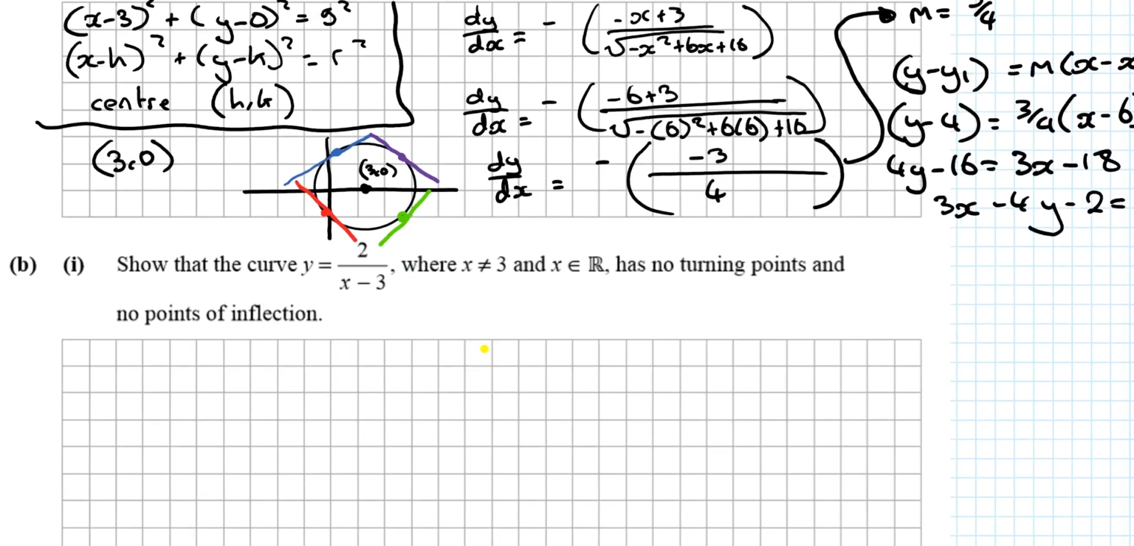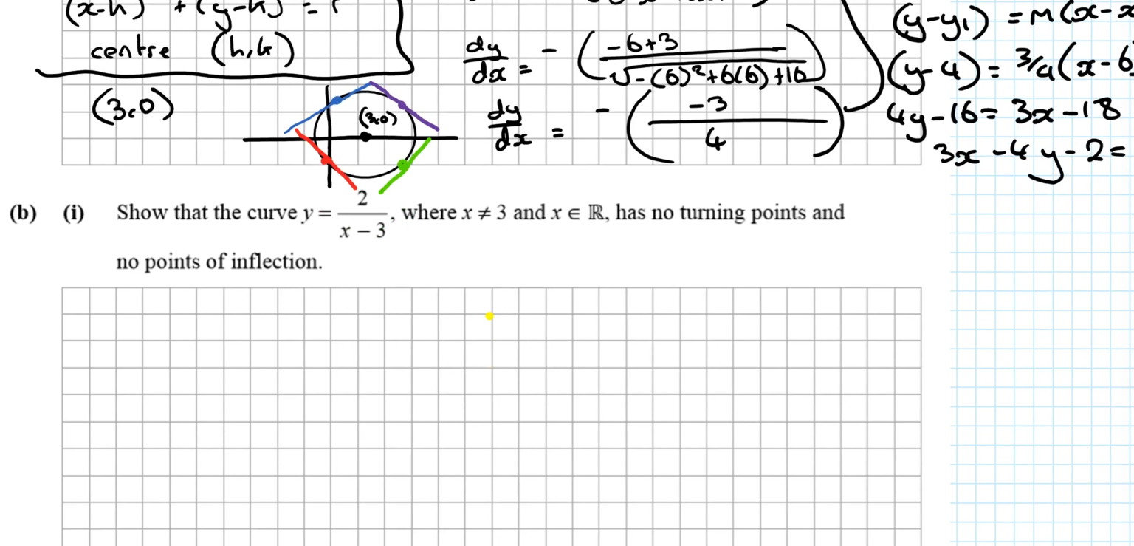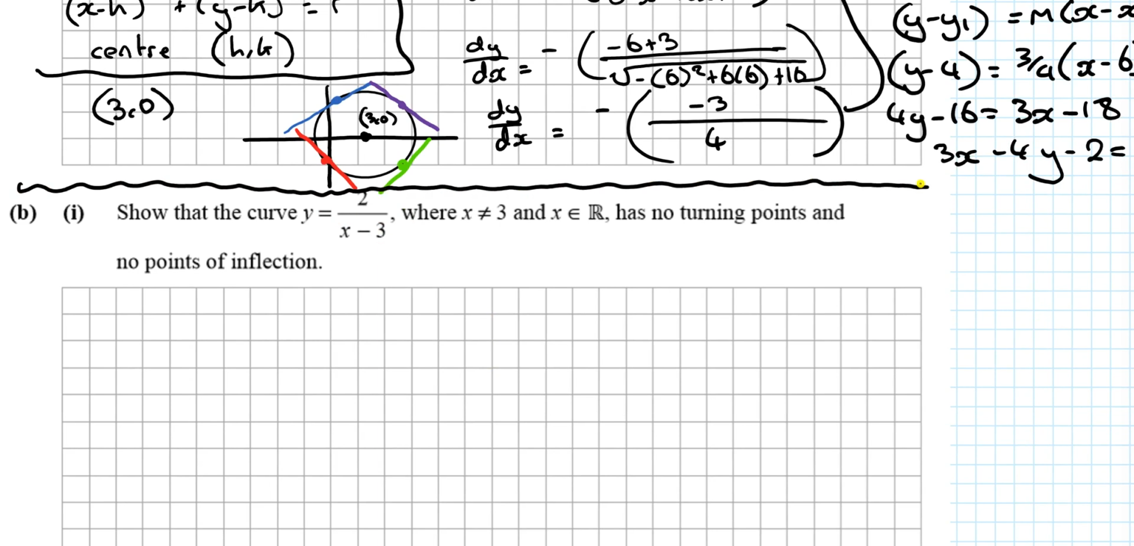Show that the curve y is equal to 2 over x minus 3, where x is not equal to 3. Why would x not be equal to 3? Because if x was equal to 3, the bottom line would be 0, and then the world would explode. So remember, we can never have 0 on the bottom line of a fraction. We can never divide by 0 or the world explodes. That's talking about vertical asymptotes there. The vertical asymptote is x is equal to 3. So sort of bringing functions in here as well.